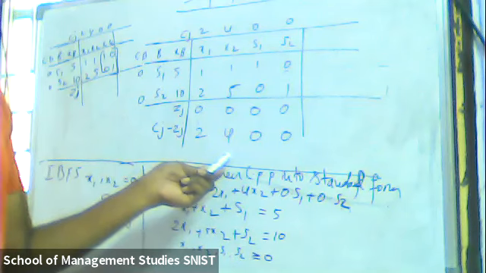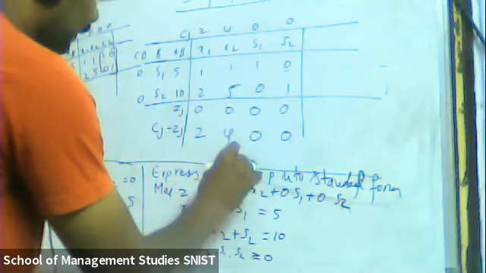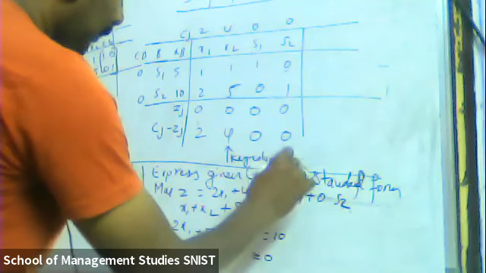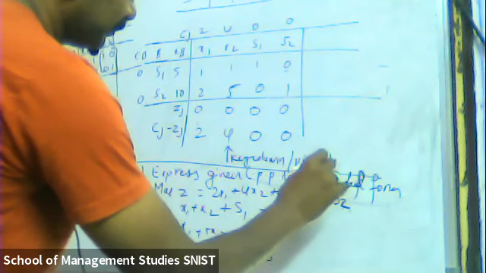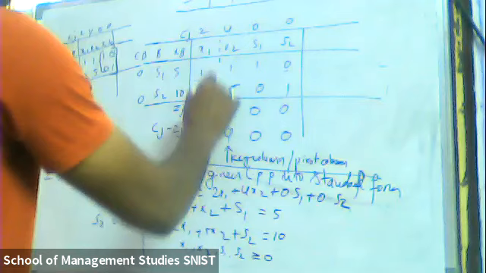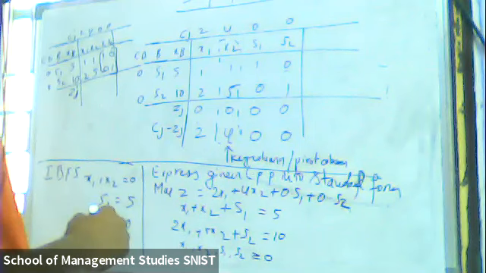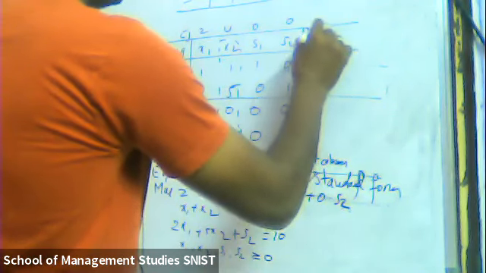Pay attention here. This is the most important question and the most important method which I'm discussing now. Which one is the maximum value here? 4, and 2, so 4 is the maximum value. It becomes the key column or pivot column. How to identify the key column or pivot column? Considering the maximum value. Clear?